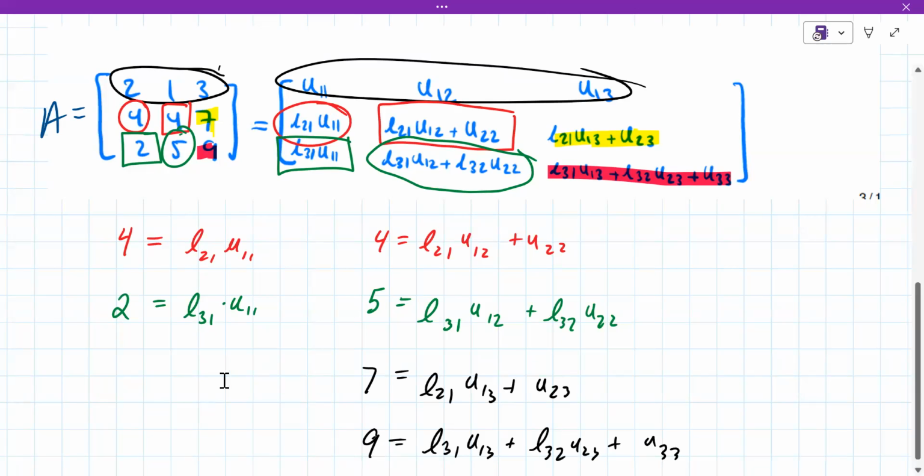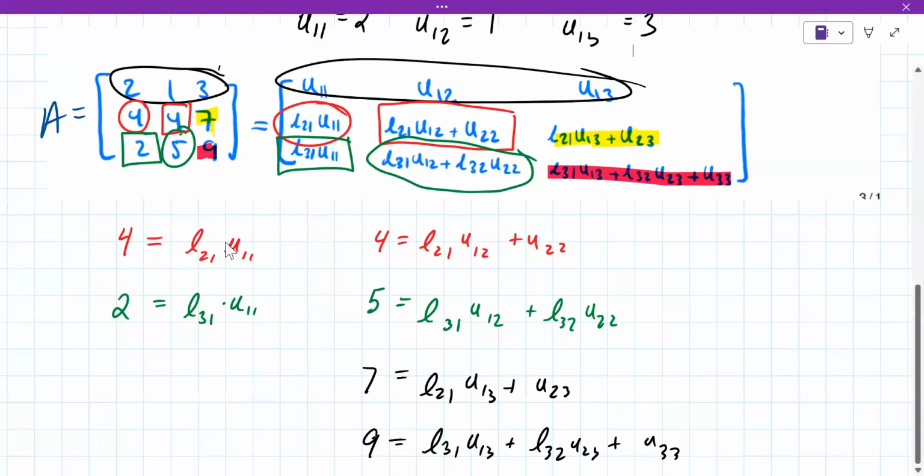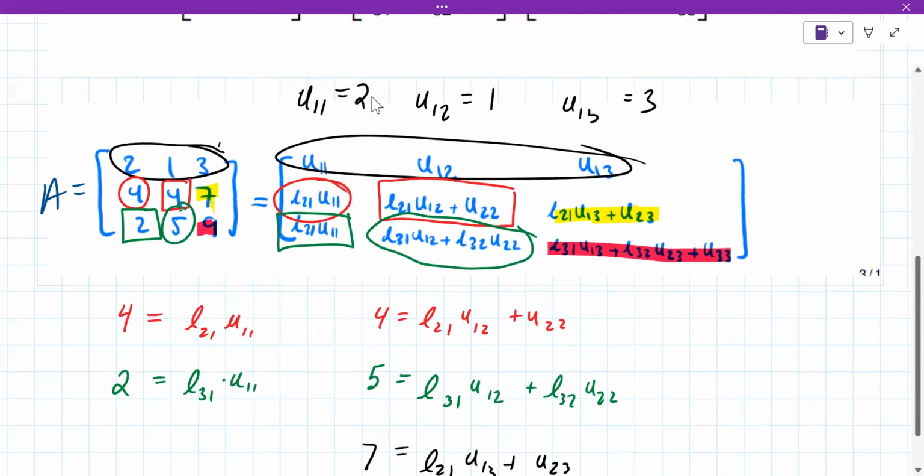Great. So now we can solve this. So we already know that U11 equals 2. That's from the top row here. This equals that. And then U12 equals 1 and U13 equals 3. Okay. So we have those values. So it's not as bad as you think because U11 is 2.